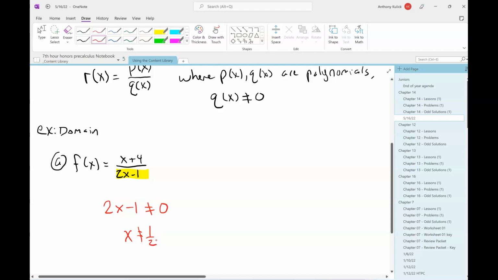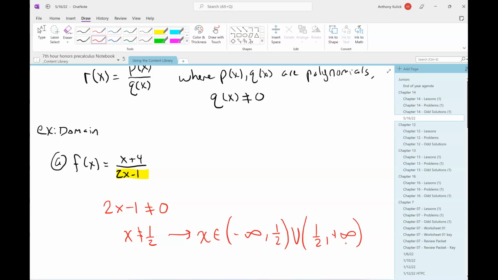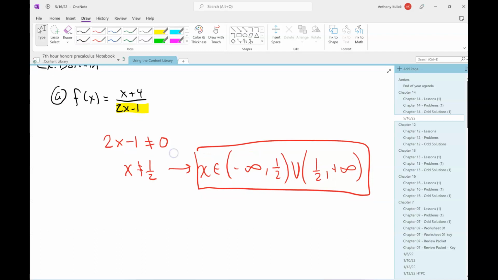So when we solve for x, we get that it can't equal 1/2. So to write our domain then, using interval notation, we have everything but 1/2. So negative infinity to 1/2, and then 1/2 to positive infinity. Notice we're using parentheses everywhere, implying that the 1/2 is not included in this set. Everybody happy there? It's like we've done this before, because we have.